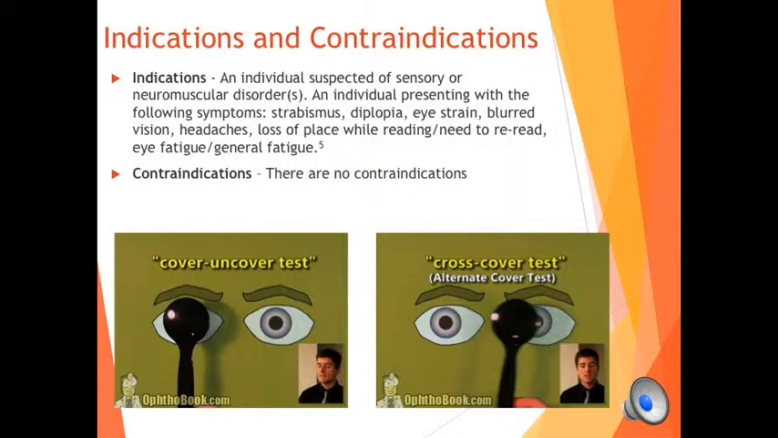Indications and contraindications. Indications: an individual suspected of sensory or neuromuscular disorders. Also, an individual presenting with the following symptoms: strabismus, diplopia, eye strain, blurred vision, headaches, loss of place while reading, needing to reread, eye fatigue, or general fatigue. Contraindications: there are none.